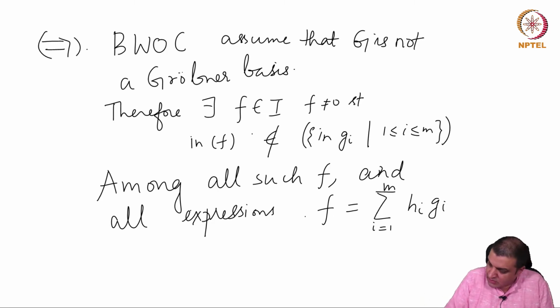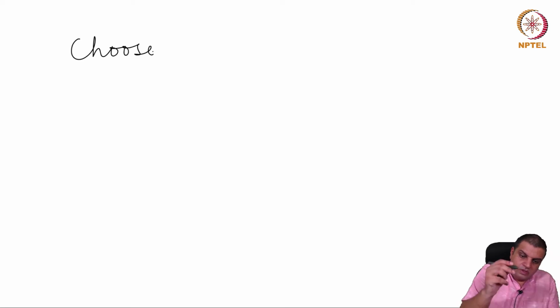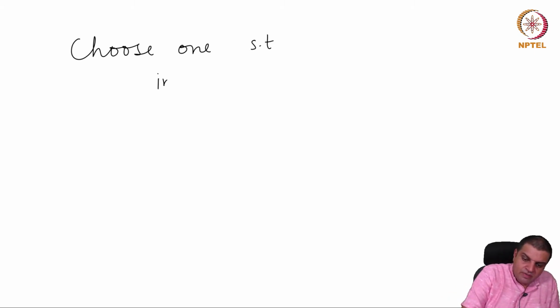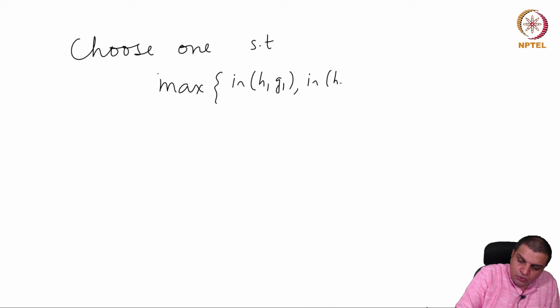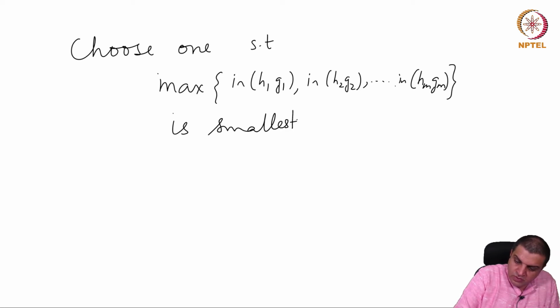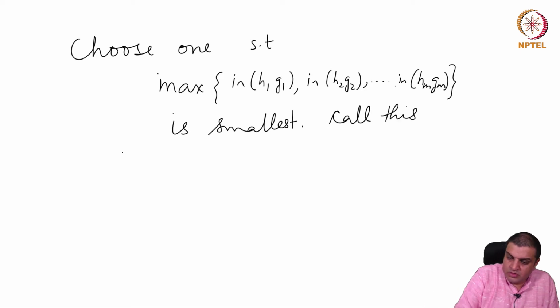So among all such F and all such expressions, choose one such that the maximum of in(H1 G1), in(H2 G2), ..., in(Hm Gm) is smallest. Call this value mu.